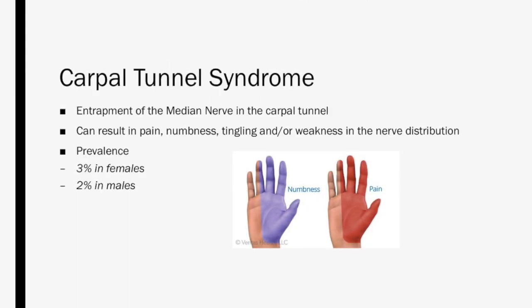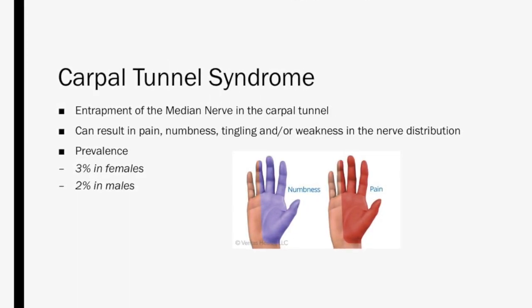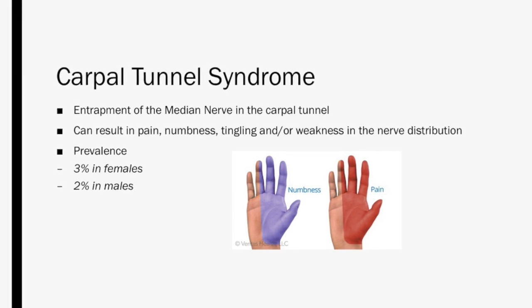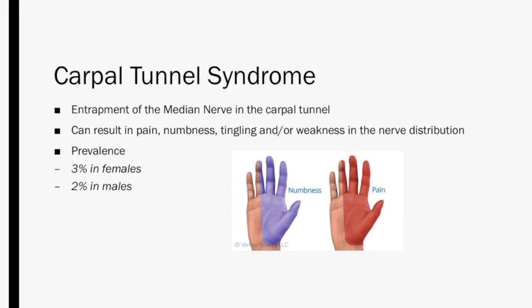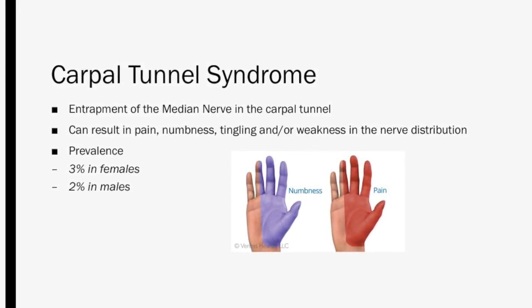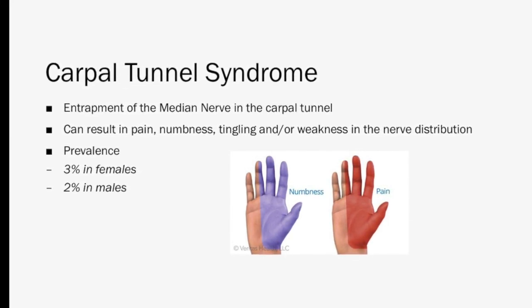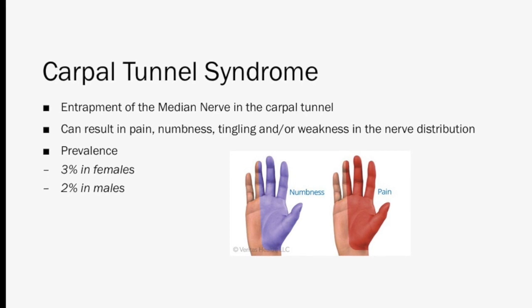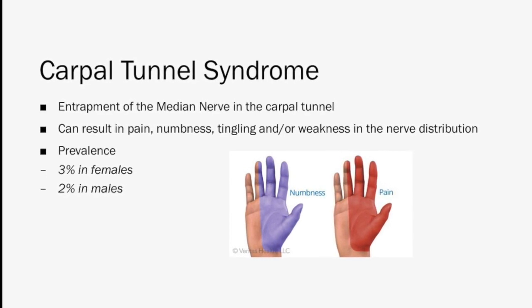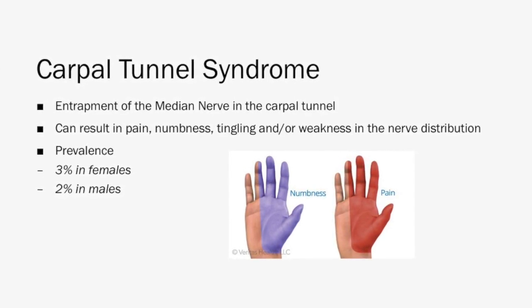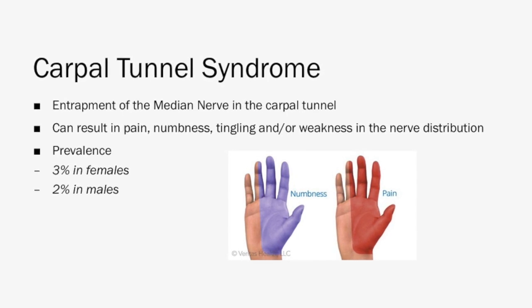Carpal tunnel syndrome is the entrapment of the median nerve in the carpal tunnel, which lies on the ventral aspect of the wrist. The median nerve, along with the flexor muscle tendons, run through the carpal tunnel underneath the transverse carpal ligament. When tissue swelling occurs, it narrows this tunnel and compresses the median nerve, resulting in pain, numbness, tingling, and/or weakness in the distribution of the nerve.